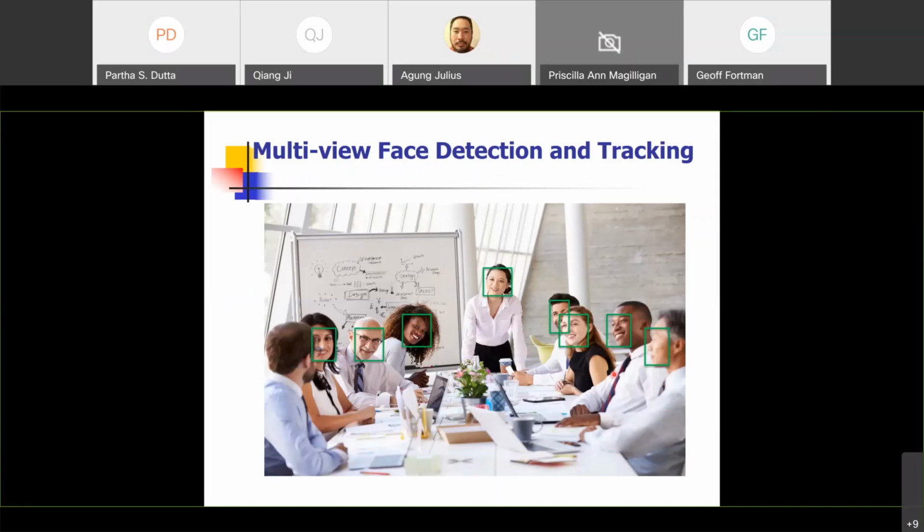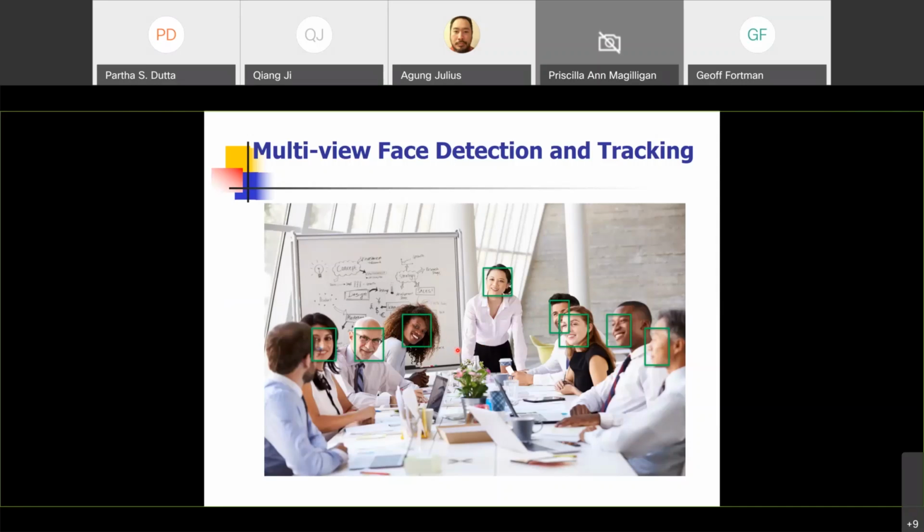The first task for facial behavior analysis is automatic detection and tracking of faces at different face angles, face orientations, facial expressions, and for different people. Here in this image, you see the result of face detection for different human subjects over different face directions, face orientations, and facial expressions.